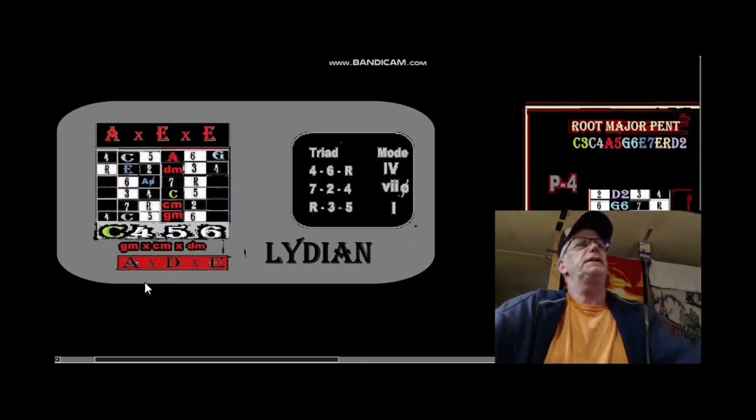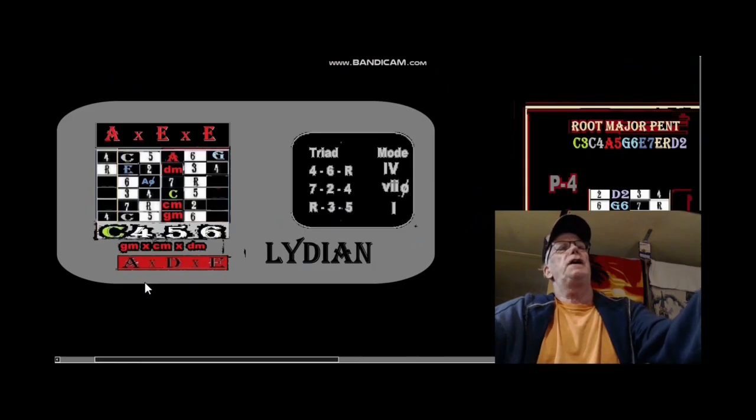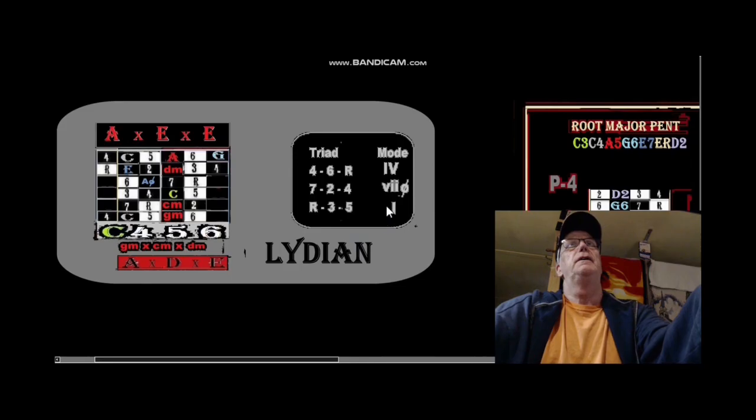Again, in the Lydian, the 1, 4, 5 Lydian is 4, 7 half diminished, or 7 diminished. Here's 7 half diminished. 4, 7, 1. 4, 7, 1. 4, 6 root. 4, 7, 2. Okay, this is second inversion, and then 5 root 3 second inversion.